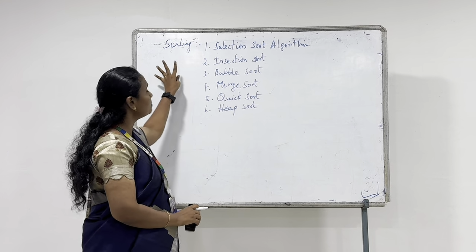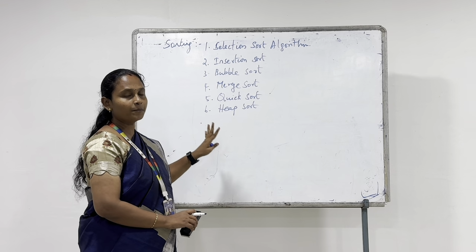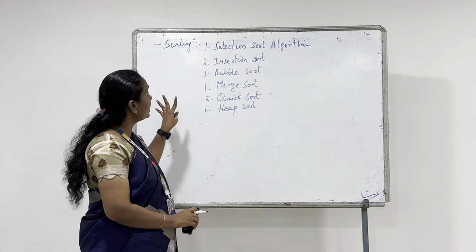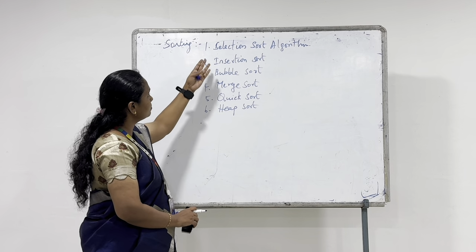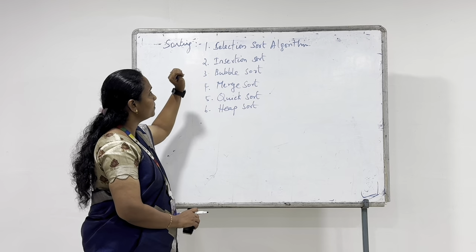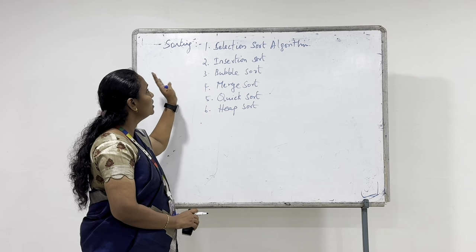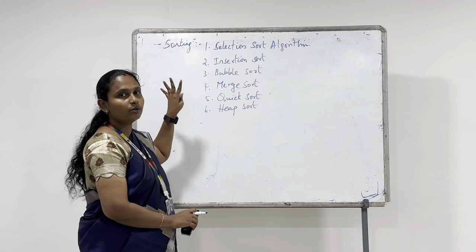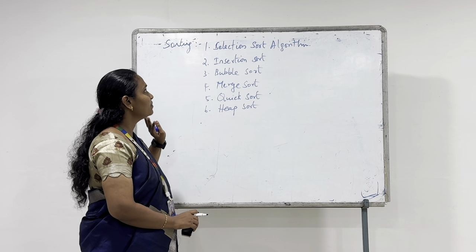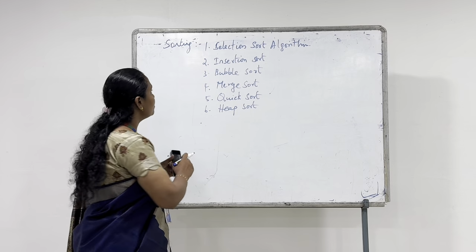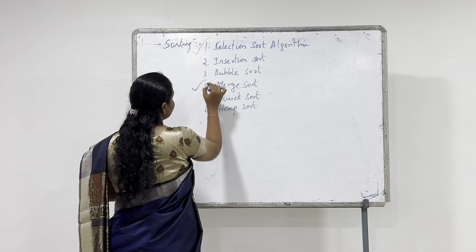The problem statement is sorting a set of elements in either ascending or descending order. For that problem, we have different algorithms. Selection sort is going to do sorting, insertion sort is also going to do sorting, bubble sort, merge sort. The purpose of all these algorithms is to sort elements in either ascending or descending order. Today we are going to see two important sorting algorithms: one is selection sort and the other is merge sort.